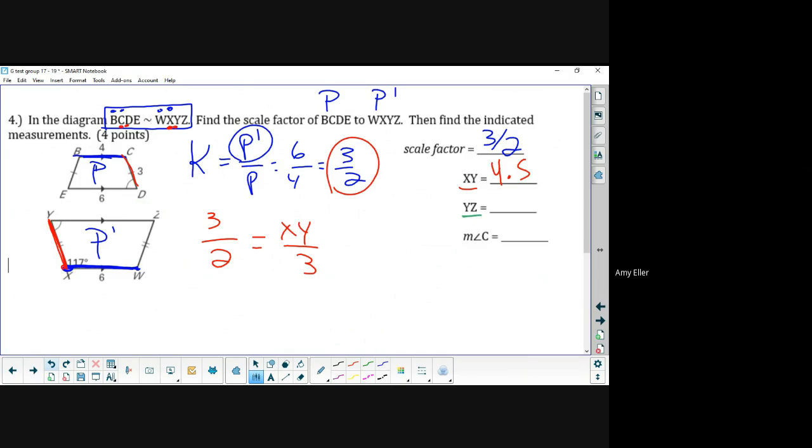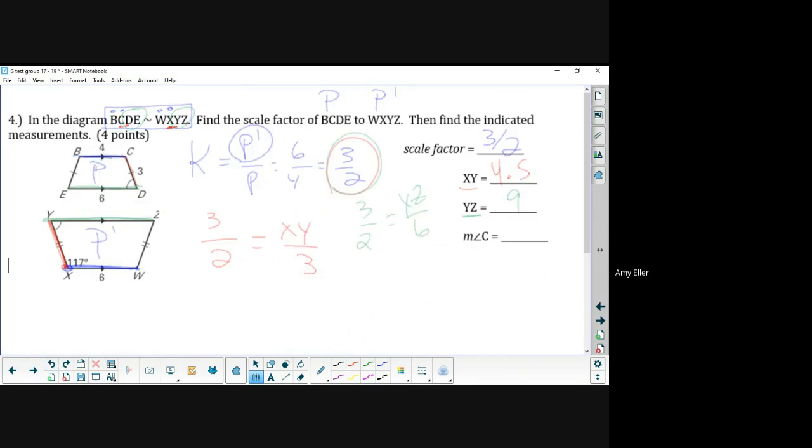Let's find another side. Well, I need a proportion. I've already got a number from the beginning. Don't need to reinvent the wheel. Pick the two sides you've already compared. Now let's find YZ. YZ goes with, here's YZ, that must go with DE, 6. Cross multiply, you get 9. These are probably things we need to practice.